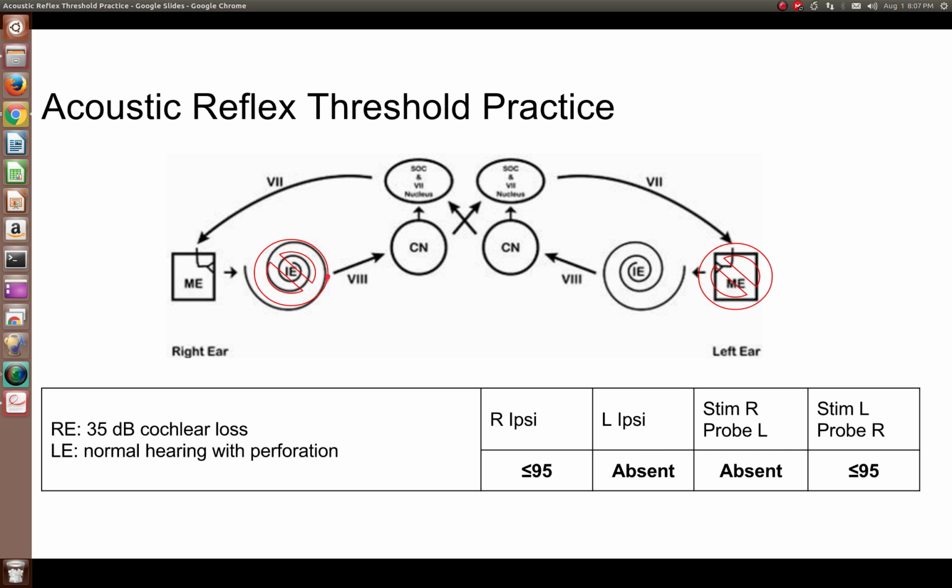Why is it normal even though I've got the band symbol over the cochlea? It's because that threshold is only 35 dB. It's still going to be normal when we look at our table. It's going to be less than or equal to 95 dBHL.